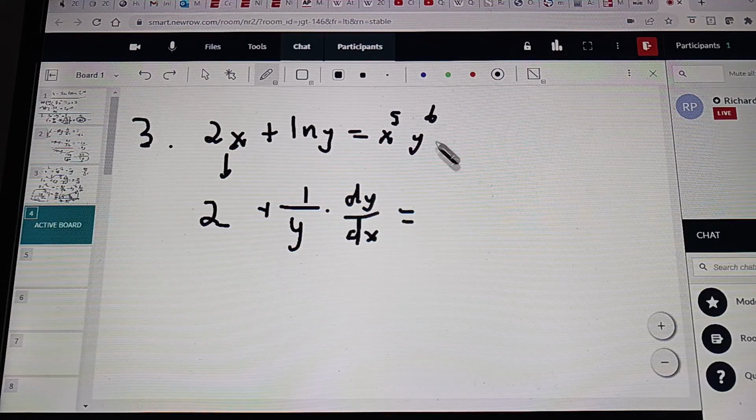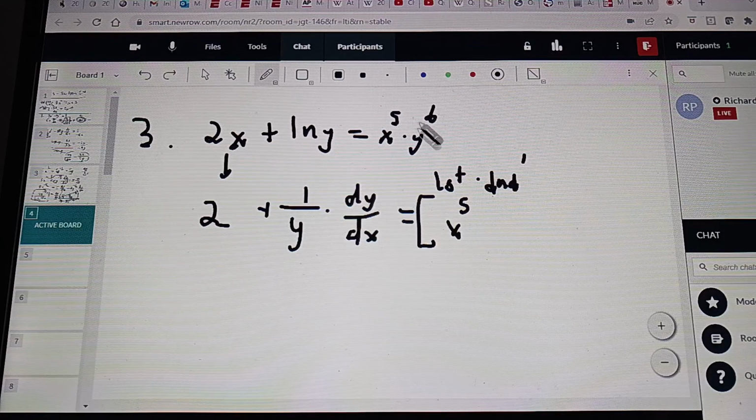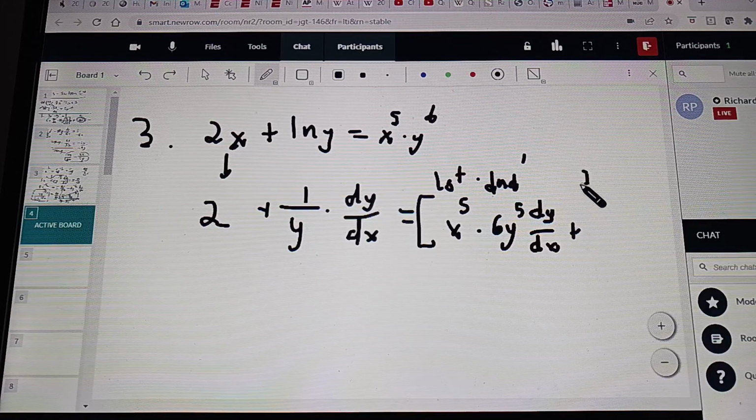And now I want to do the derivative of this. This is a product, so for this part alone I've got to do the product rule. First times the derivative of the second. The derivative of y to the 6th on its own is 6y to the 5th, but then you're going to need a dy over dx for that part. Plus the second times the derivative of the first, which is 5x to the 4th.